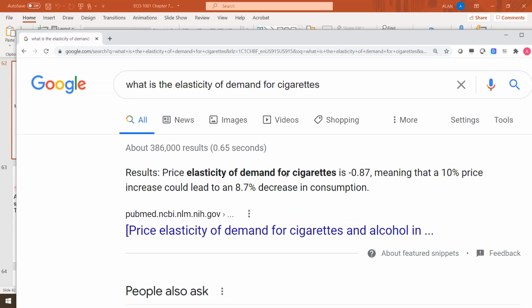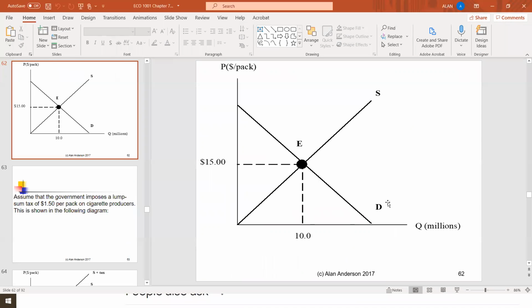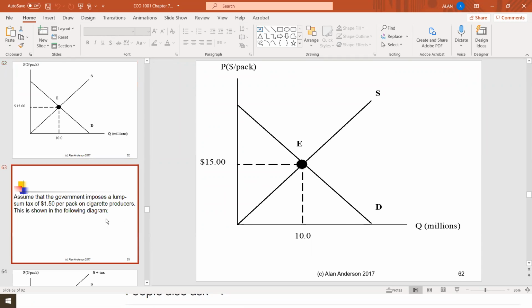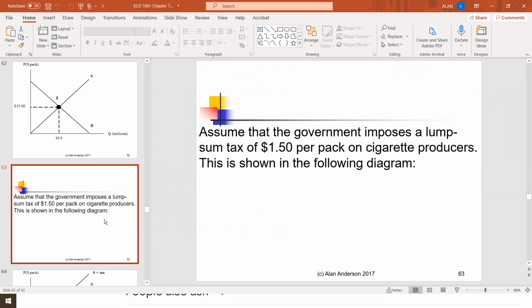But the fact that it's below one means that when taxes are imposed, smokers are more likely to pay the tax than the producers, or at least a larger percentage of it. That's what this is all about, because they want the cigarettes and they're willing to pay more. So having a tax means that they'll pay more, but they may not necessarily cut back a lot. So let's say in this example, the government imposes a lump sum tax of $1.50 per pack on the producers. In other words, they say to the companies that make the cigarettes, for every pack that you sell, you'll send us a check for $1.50.